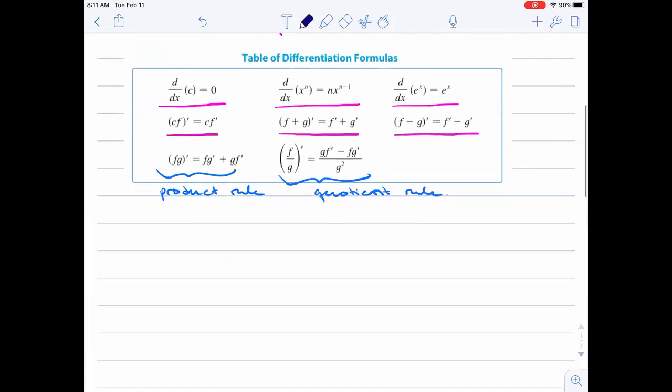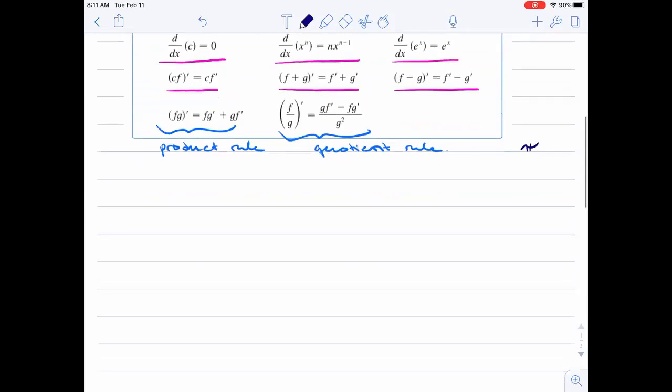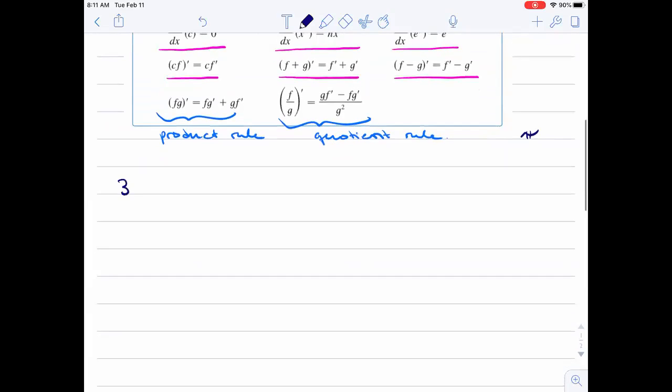So that's kind of the end of our review here. Section 3.2 is the product and quotient rules.